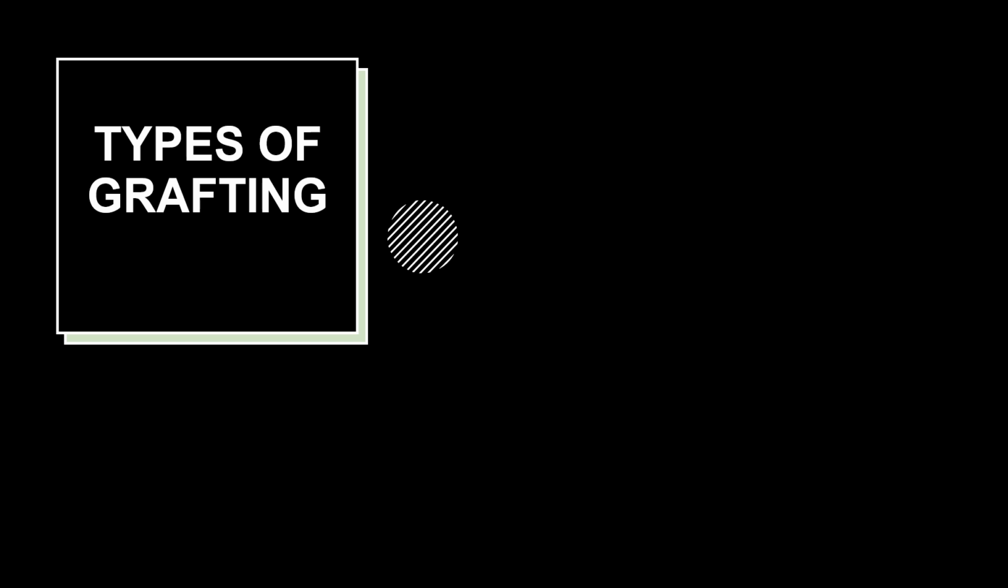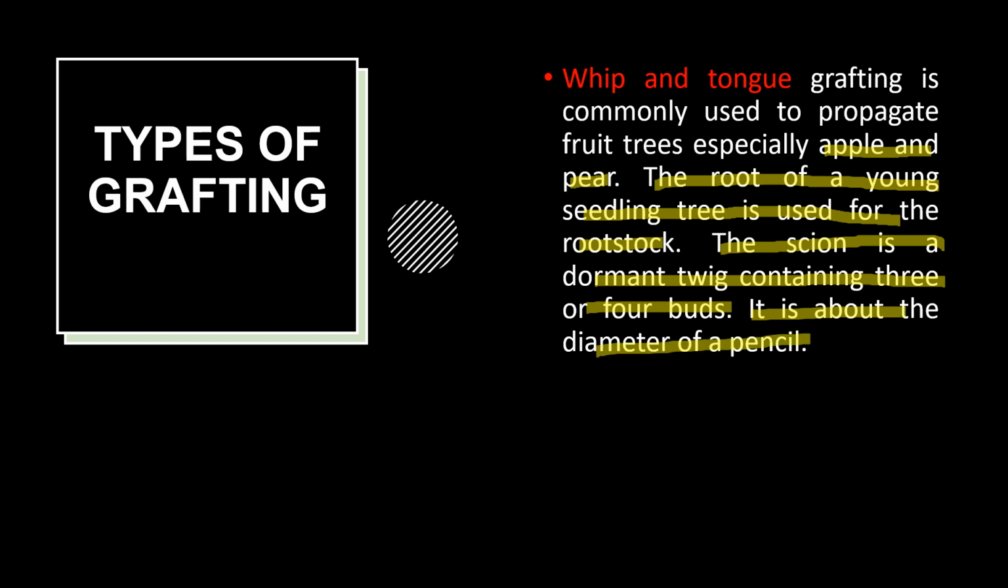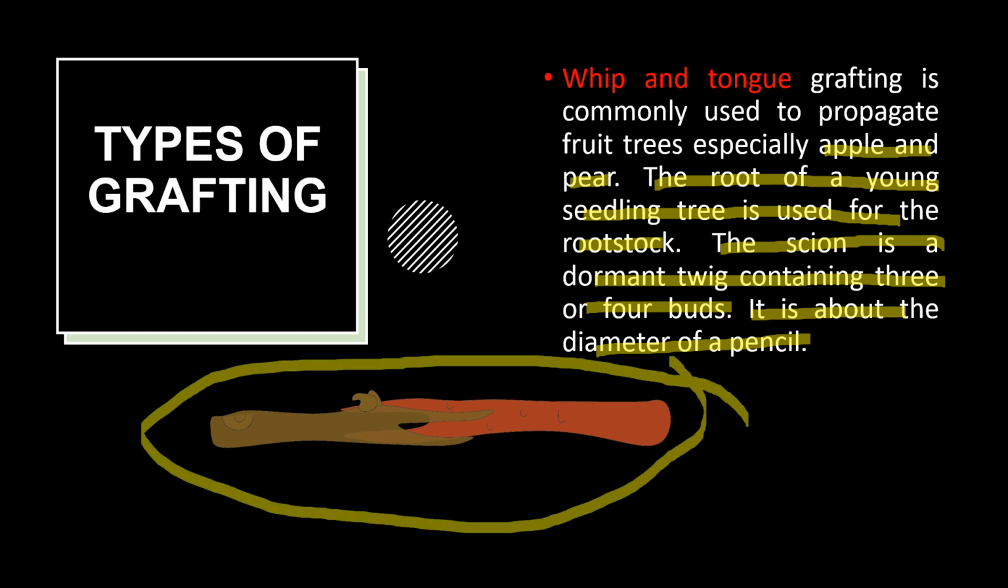So what are the types of grafting? Number one is the whip and tongue. It is commonly used to propagate fruit trees, especially apple and pear. The root of a young seedling is used for the rootstock. The scion is a dormant twig containing 3 or 4 buds. It is about the diameter of a pencil. This is an example of whip and tongue grafting.